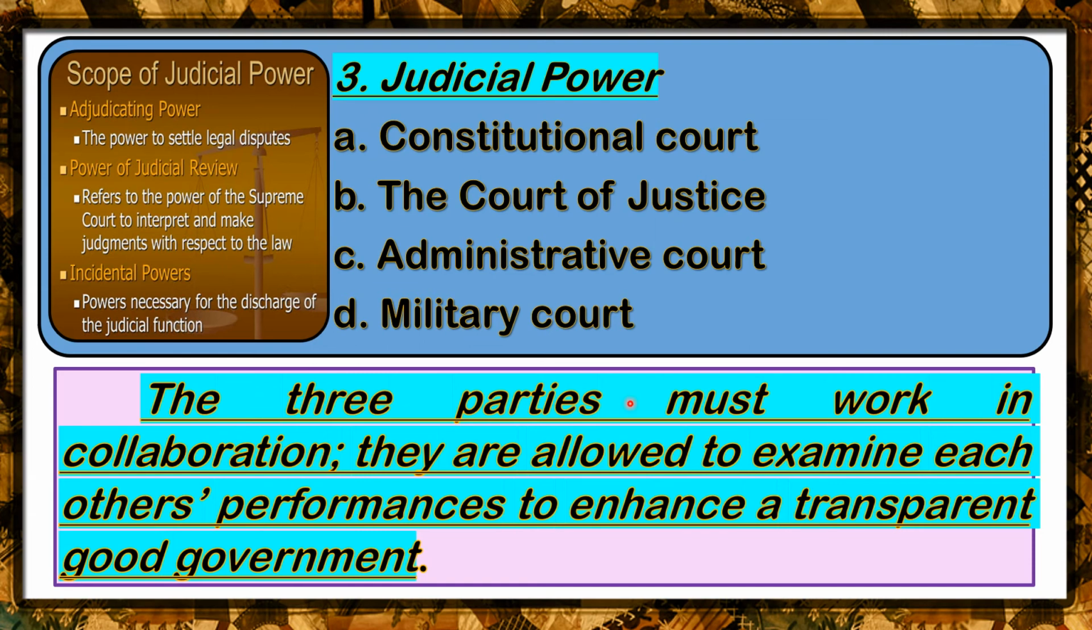Now, the three parties must work in collaboration. What are these three parties? We have legislative, administrative, and judicial power. They must work in collaboration. Collaboration means together. They are allowed to examine each other's performances to enhance a transparent, good government.